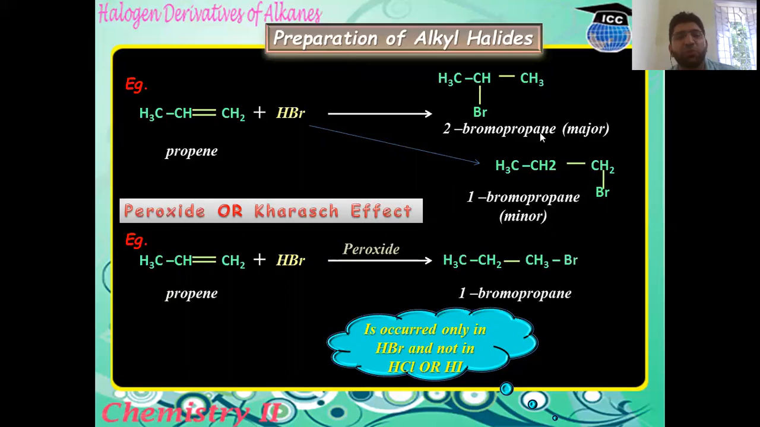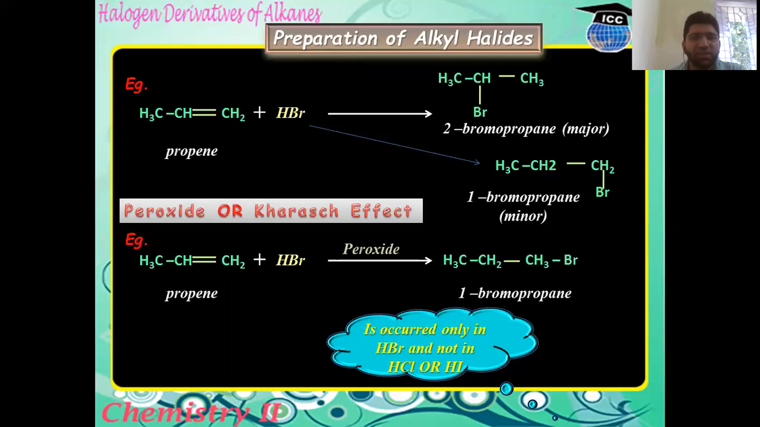But there is also a possibility of addition of Br to carbon 1. In that case we will get 1-bromopropane, but that will be minor, maybe 1-2% only, while the major product, more than 98%, will be 2-bromopropane. This is known as Markovnikov's rule, and this is how we apply it to an unsymmetrical alkene when we prepare alkyl halide from alkene.